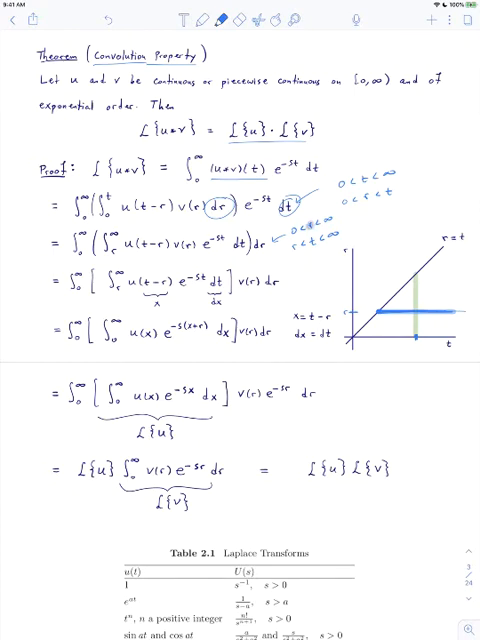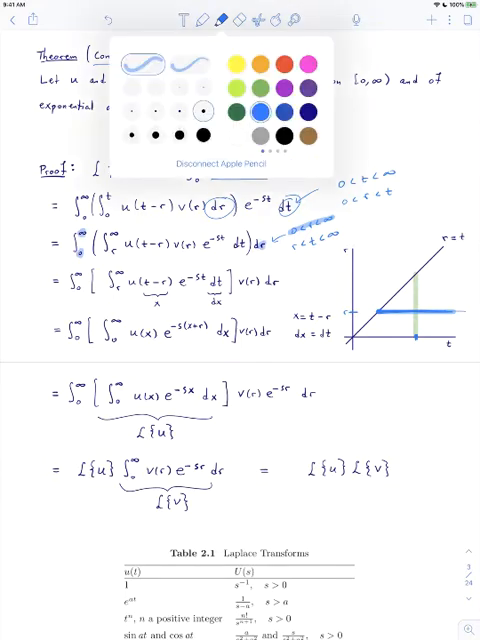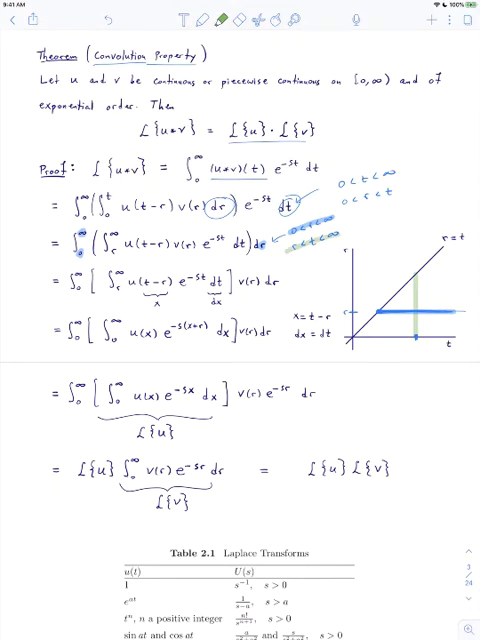So r goes from 0 to infinity, and t goes between r and infinity, like so. So the next step is to make a substitution. The substitution we want to make is this one right here, x equals t minus r.